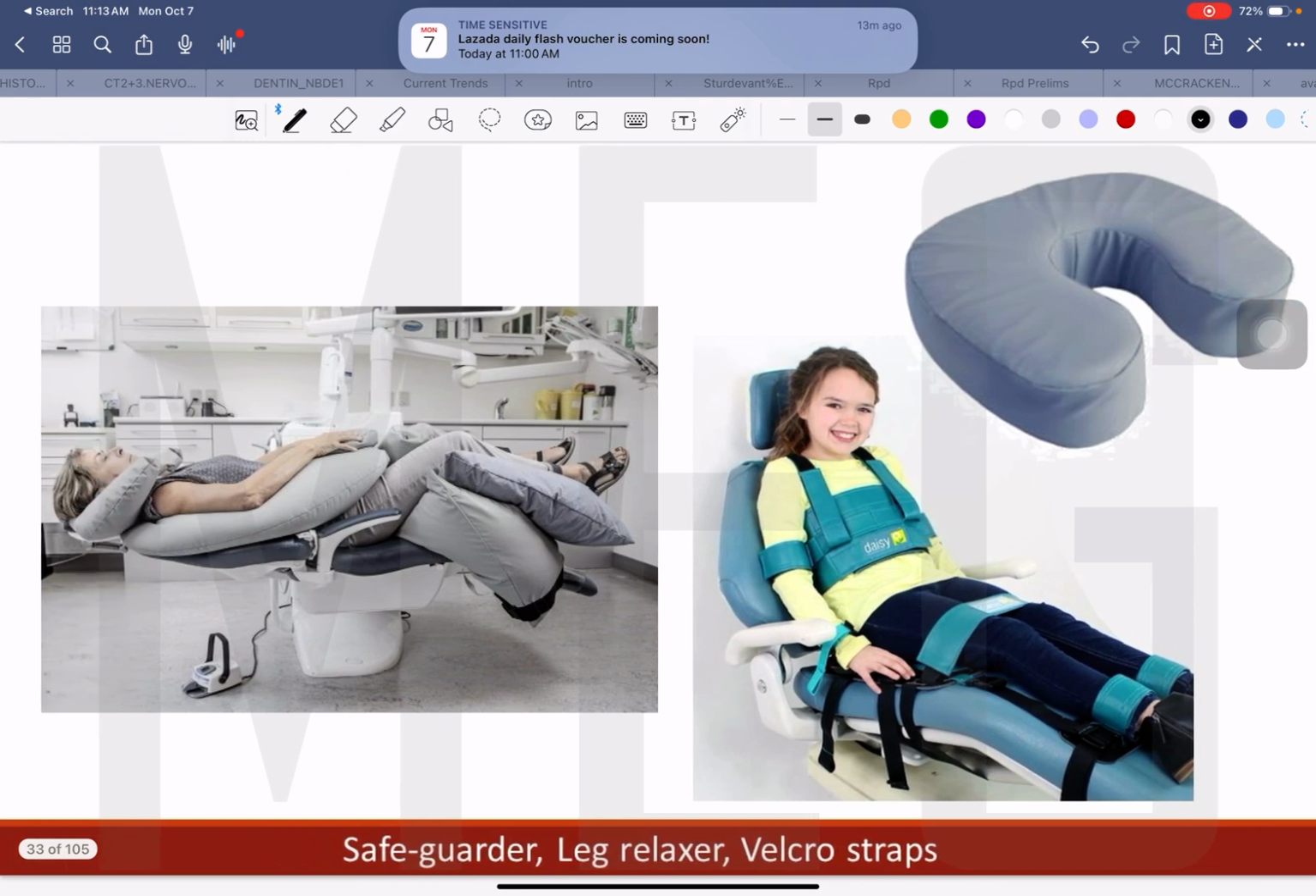Another safeguarder, leg relaxer, Velcro straps. There are some dental chairs with Velcro straps. Okay? So you can do this. Kita nyo, daming unan. Very comfortable for the patient. We have patients that sleep on the chairs like that. Imagine this once. We have patients downstairs that sleep on our chairs, the regular chairs we have downstairs. If you give them this one, they will never wake up.